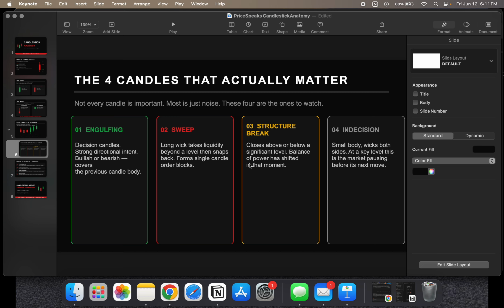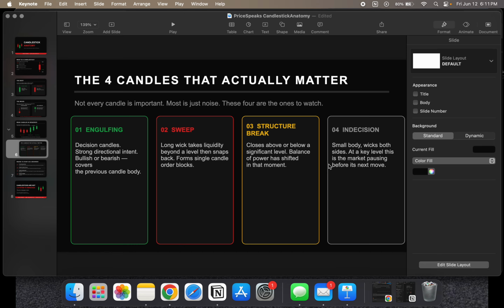Next, you have structure breaking candles. These are candles that close above or below a significant level. Understand that when price has been respecting a level and a candle finally closes cleanly through that level, the balance of power in that moment has changed and shifted. We can sometimes use that to determine if the market is going to continue in a certain direction or not.